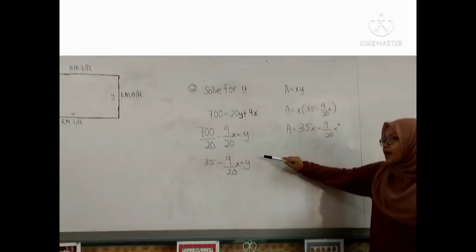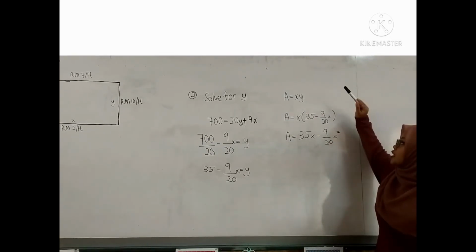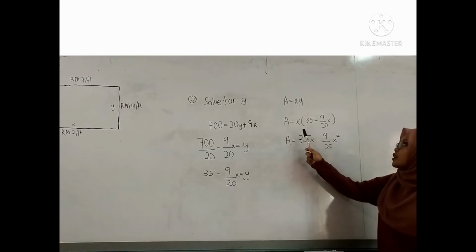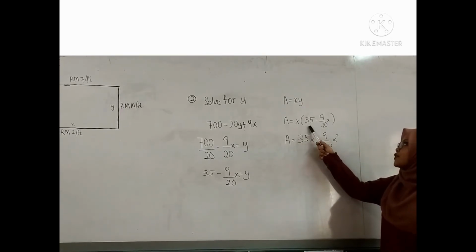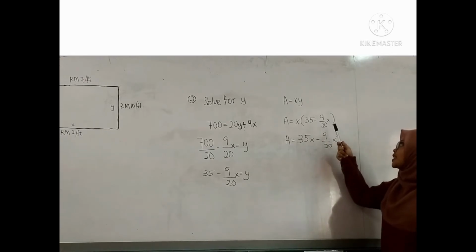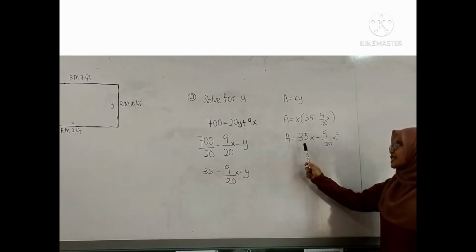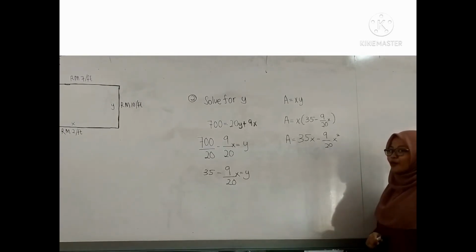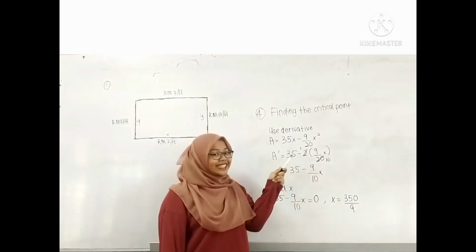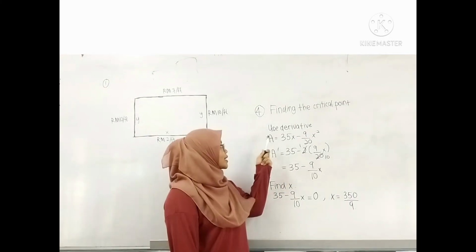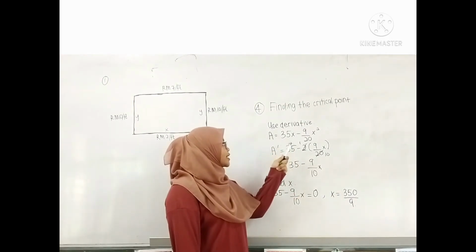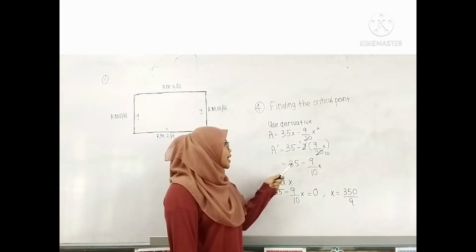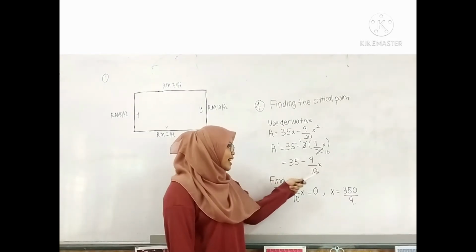So, we plug the equation into the formula of area. So, area equals x times (35 minus 9x over 20). So, the answer is 35x minus 9 over 20 x squared. Next step, we find the critical point by using the derivative. We differentiate the equation and get the answer 35 minus 9 over 10 x.